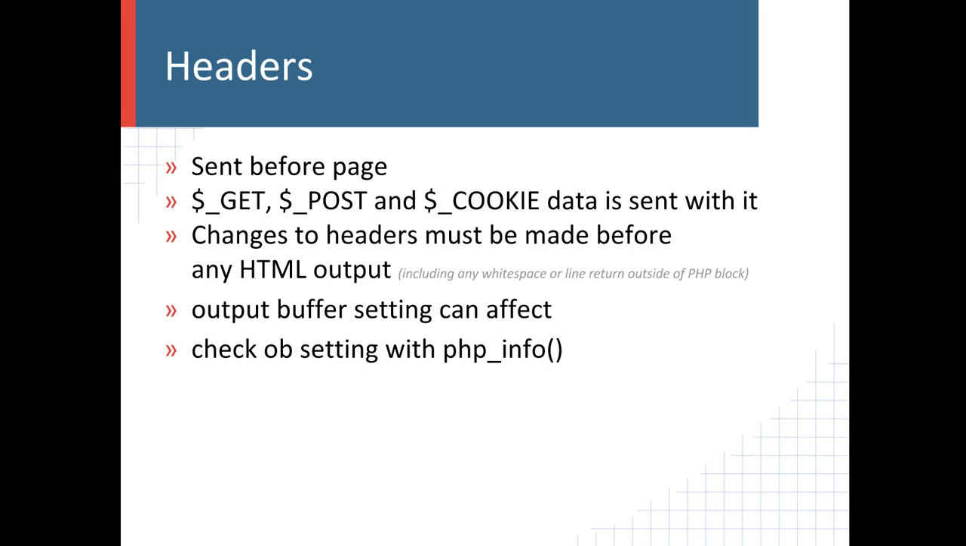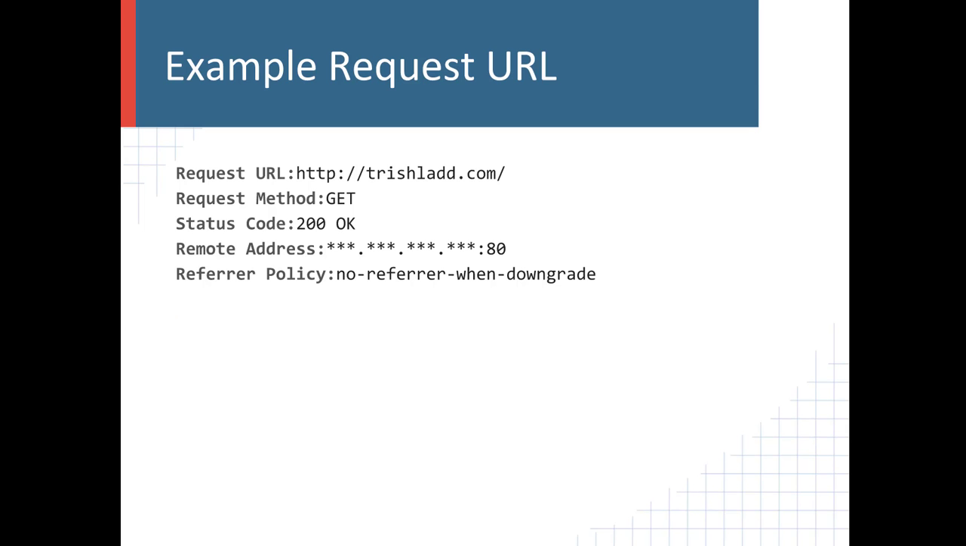And it's important to know these things because it affects the way cookies and sessions are dealt with, and this is what we're going to be learning primarily today. If you try to modify the header after it is sent, you will get an error unless you use a function called output buffering. So here is an example of a request URL.